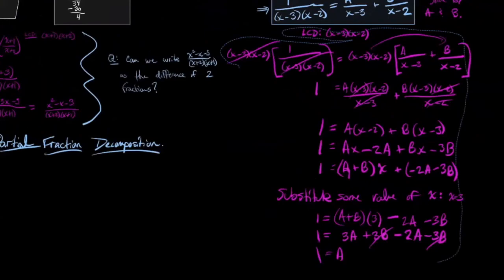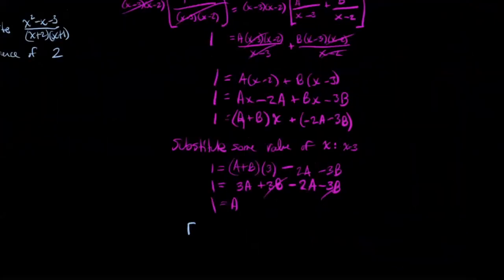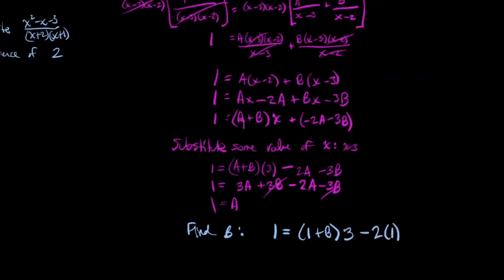We can find b pretty easily. So now we'll find b, and all we have to do is substitute. So 1 is equal to a plus b. Well, a is really 1, we said, so 1 plus b. And our x is still 3, minus 2a, which is 1, minus 3b.